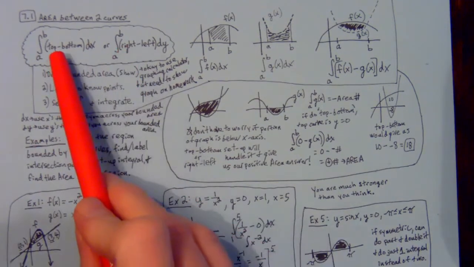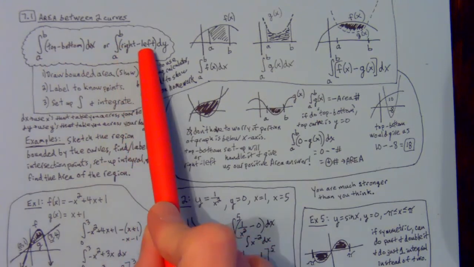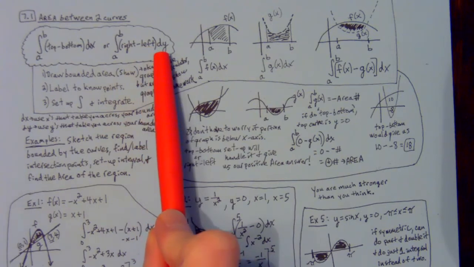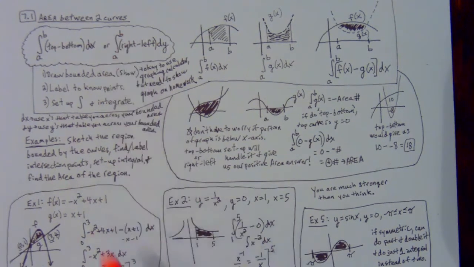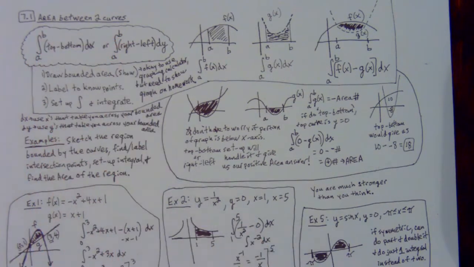Or sometimes we won't have a clear top and a clear bottom, but we'll have a clear right side of the area. We'll have a clear left side of the area. So we'll go right curve minus the left curve. If you go right minus left, it's always going to be a dy problem. And those numbers attached to the integral will be the y that take you across that bounded area. So this will go left to right, use the x's. This will go bottom to top, use the y's.